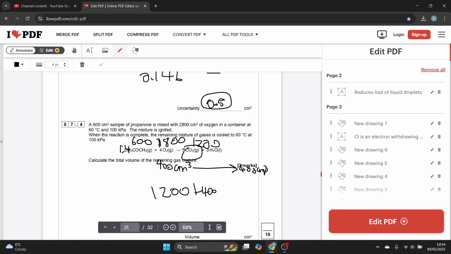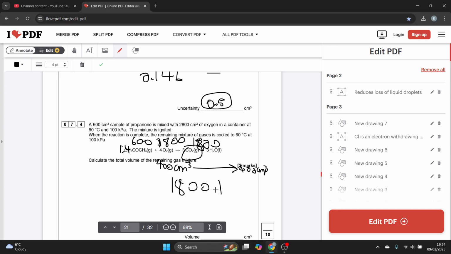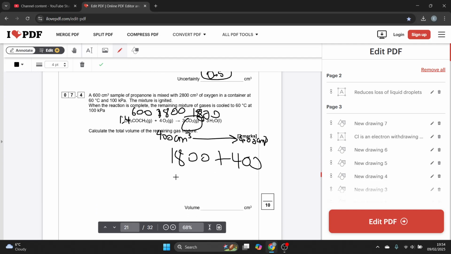Oh, sorry, that's a 3. That's what it said, 2. So that's 400, and then that's going to be 1800 because of the 1 to 3 mole ratio. So 1800 plus, 600 times 3 is 1800, not 1200, plus 400 to give me 2200 remaining.